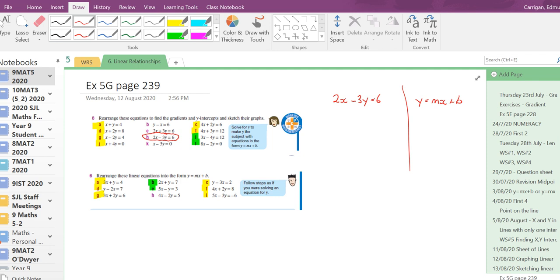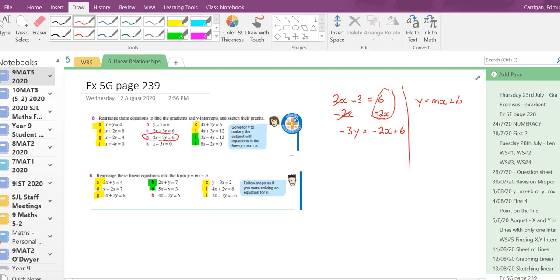To do that, I recognise that I need to get rid of this 2x. So I am going to subtract 2x from both sides. On this side it will disappear, and I'll get minus 3y equals, I'm going to do it around the other way this time, minus 2x plus 6. I've just added them together to get minus 2x plus 6.